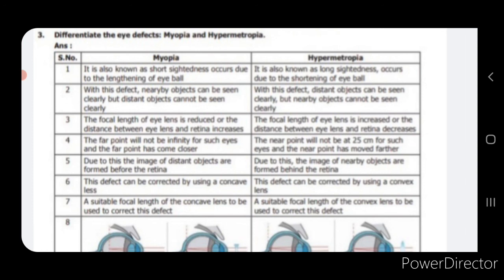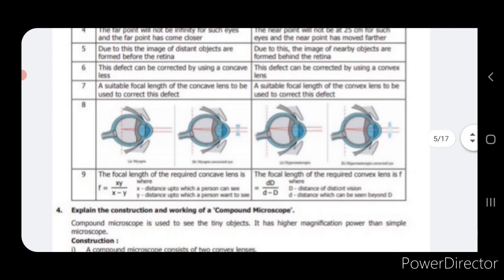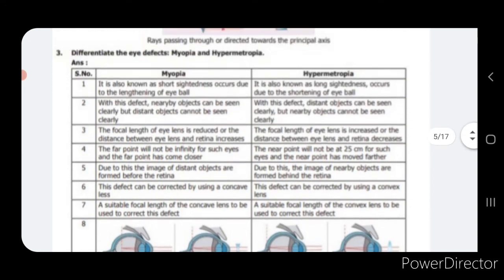Now when differentiate is asked, always you have to represent it in the form of a tabular column, right? And you should give the corresponding opposite point on either side, right? Now here you can see in the 8th point the diagram is given, isn't it? And the 9th point is also given. So here you are given the focal length that is required for the concave and convex lens for myopia and hypermetropia respectively, right? So try to give the differences in the form of a tabular column, and this is also a very, very important question.